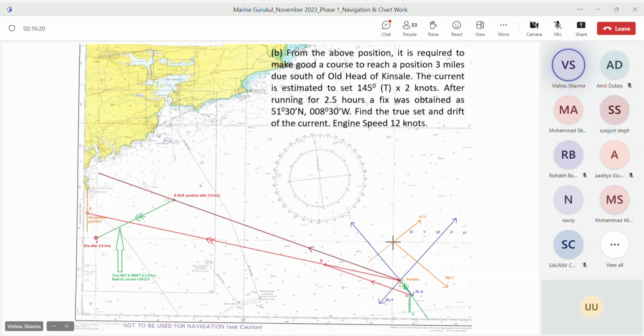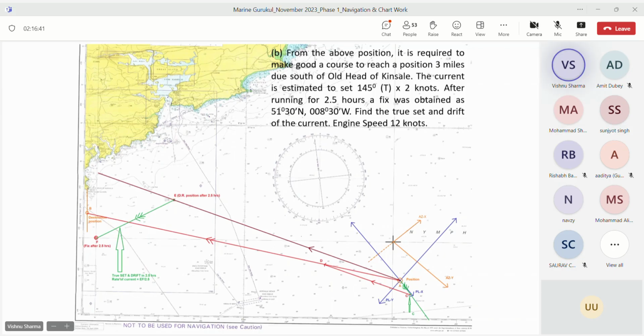Excuse me, sir. By making a 2.5 hour triangle, we can also do that, no, sir? How will that serve the purpose? No, sir. This triangle ACD is for 1 hour. The triangle will give you only the CTS, no? Yes, sir.